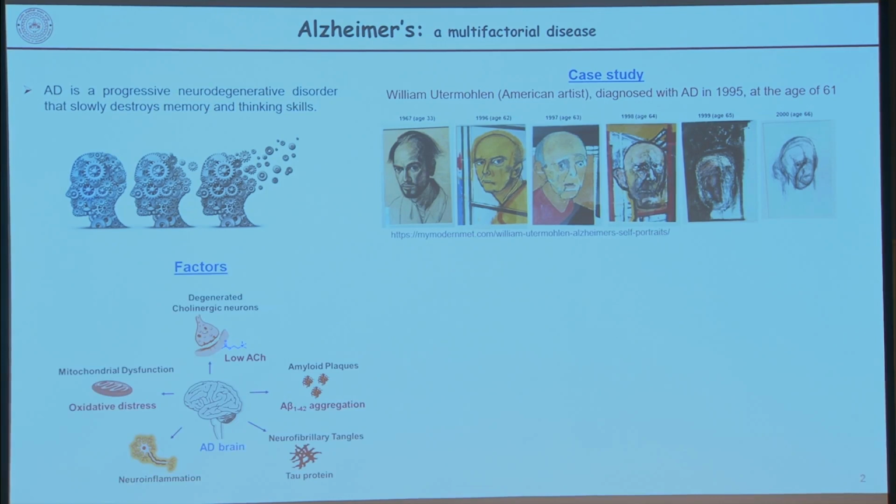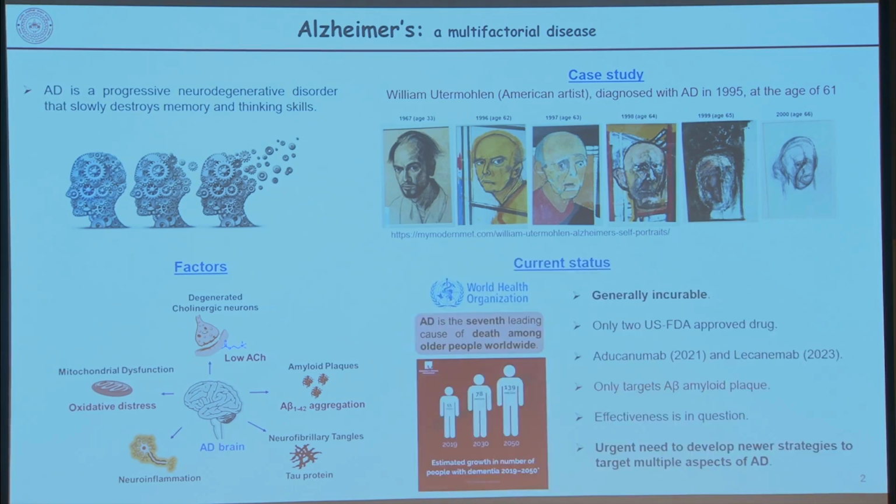So if you look at the factors, Alzheimer disease is a multifactorial disease, and several factors like oxidative stress, protein aggregation, degeneration of cholinergic neurons, and so on lead to the progression of Alzheimer disease. Due to its multifactorial nature, Alzheimer is generally considered an incurable disease. So, we need a molecule which will target multiple aspects of Alzheimer disease.